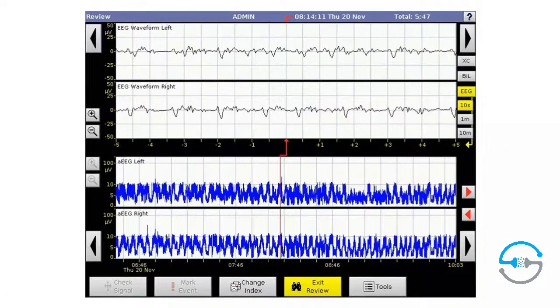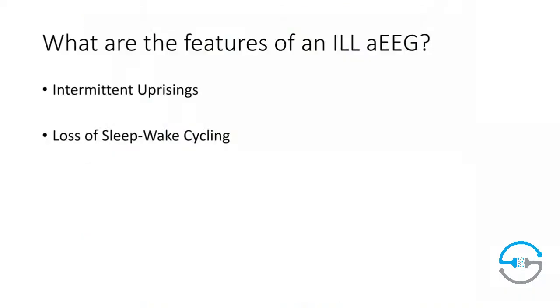And then, of course, we've all seen pictures that unfortunately look like this, where we have just constant uprisings. These aren't even intermittent anymore. They are continuous uprisings. And this would be our status epilepticus. And again, another sign of a very, very sick brain.